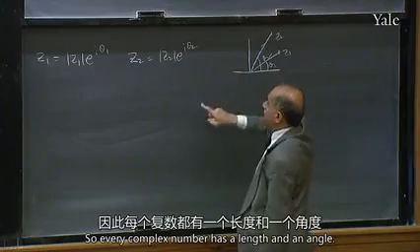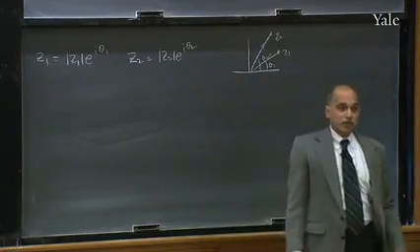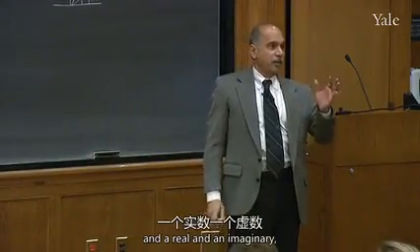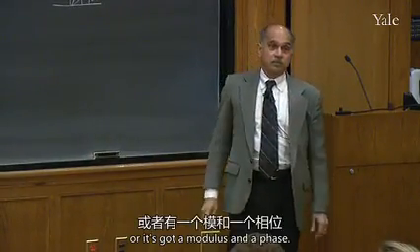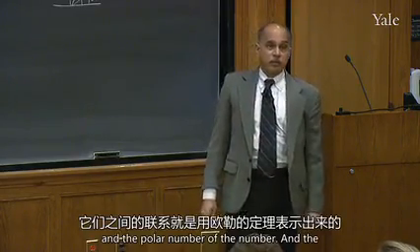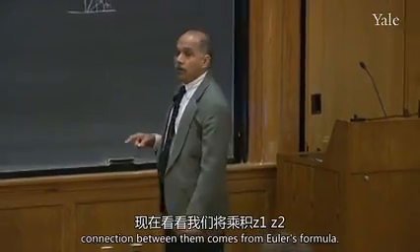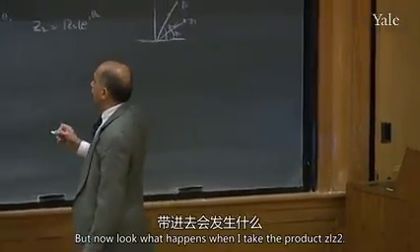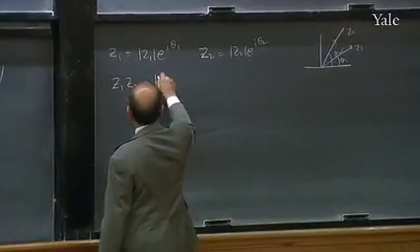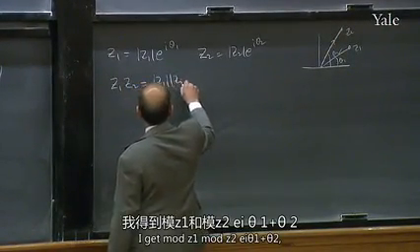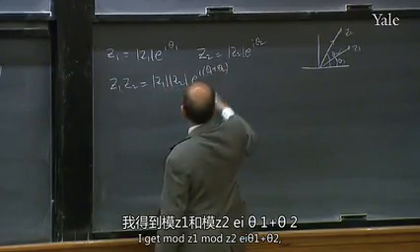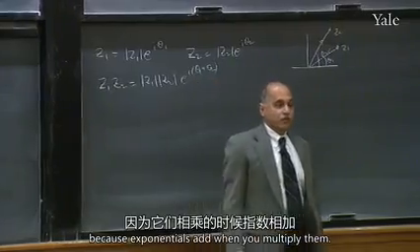So every complex number has a length and an angle. You can think of it two ways. It's got an x part and a y part, namely real and imaginary, or it's got a modulus and a phase. That's the Cartesian version of the number and the polar version of the number. And the connection between them comes from Euler's formula. But now look what happens when I take the product z1 z2. I get mod z1 mod z2 e to the I theta 1 plus theta 2, because exponentials add when you multiply them.